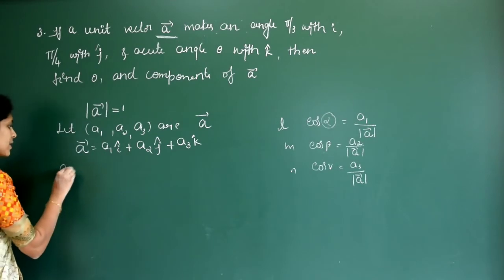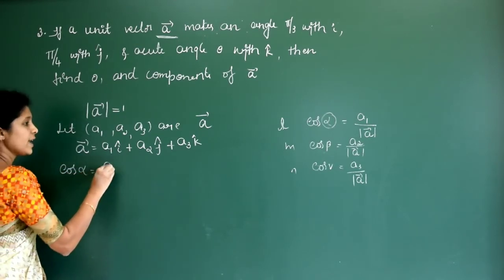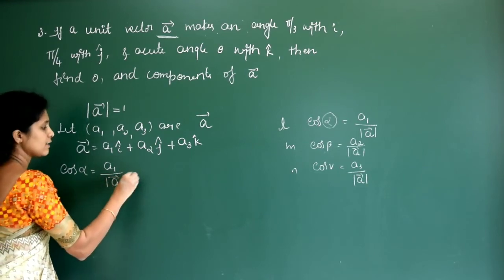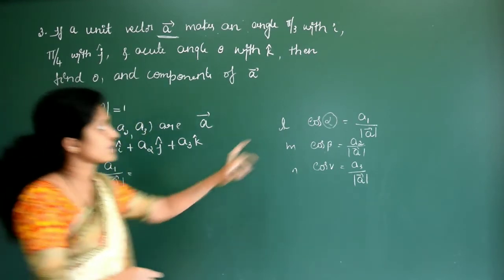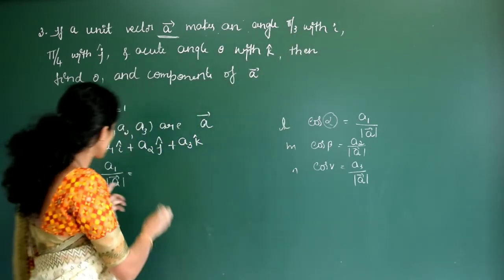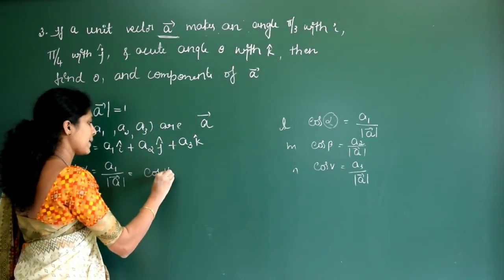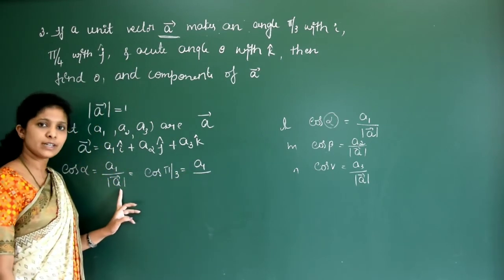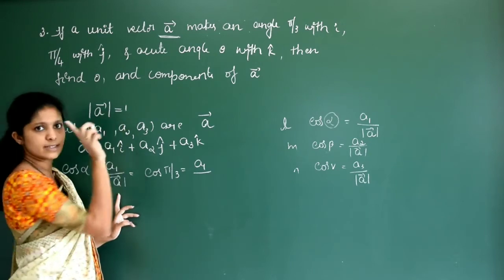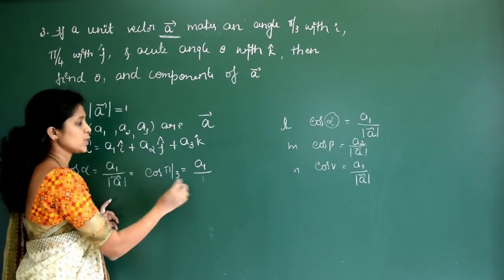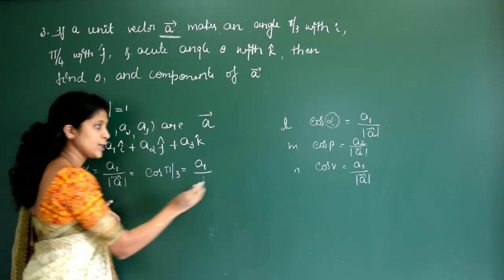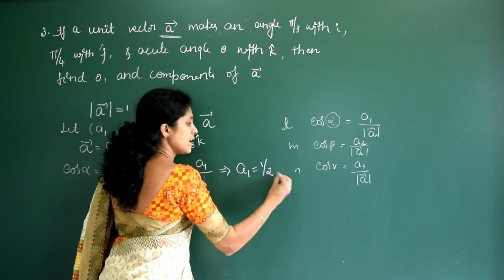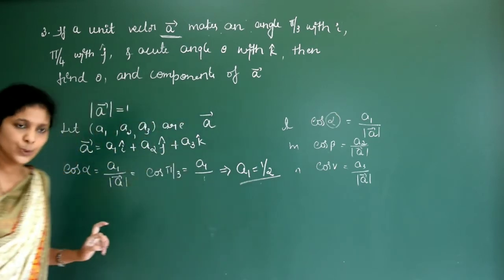First let us consider cos alpha is equal to A1 by magnitude of A vector. What is alpha? The angle with the x-axis is pi by 3. So cos pi by 3 is equal to A1 divided by the magnitude of A vector, which is 1, because it is given as a unit vector. Cos pi by 3 is 1 by 2. So by this we can write A1 is equal to 1 by 2. I hope you are getting this.